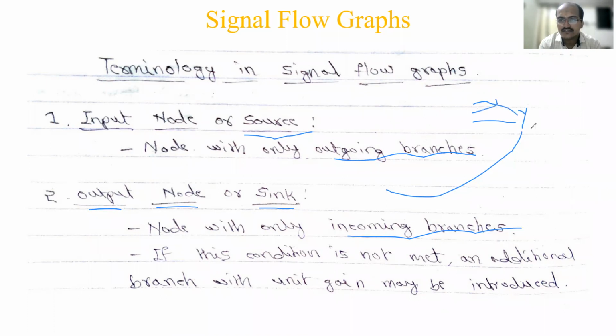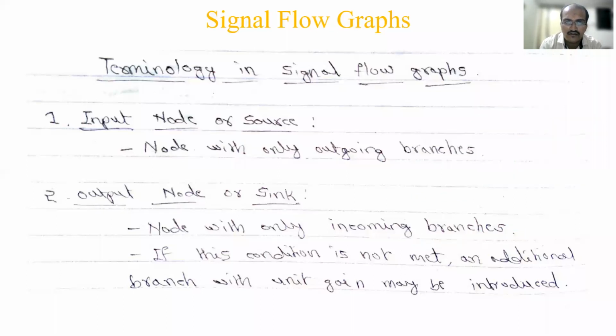So in such cases, what you have to do is extend one line from that node. You also call it another Y here with a gain of one, because just introducing one, nothing will happen, right? So that is called a sink. This is the final node. It should not have any outgoing branches, only incoming branches. So these are the two main terminologies.